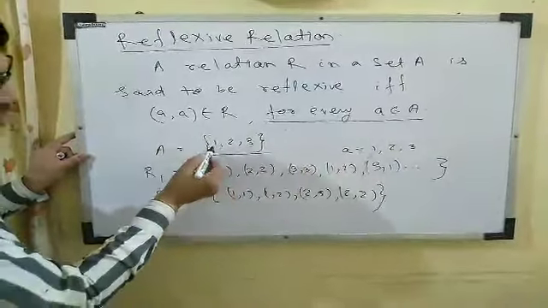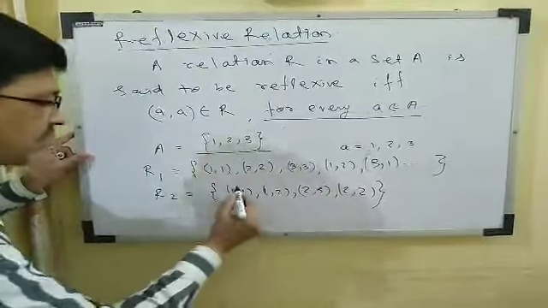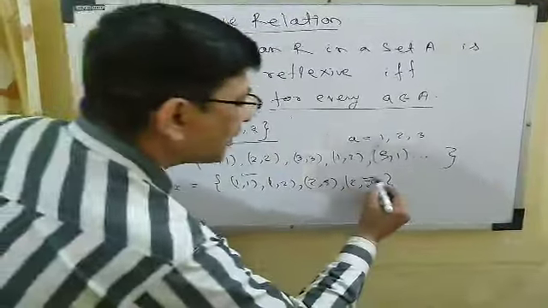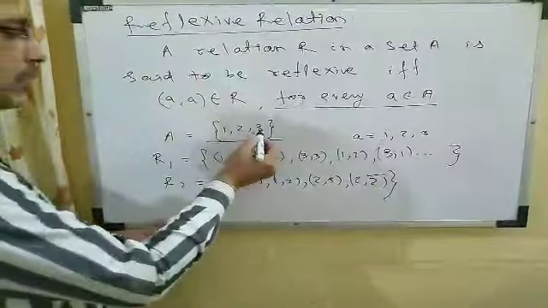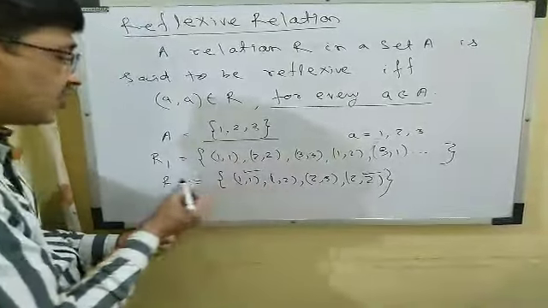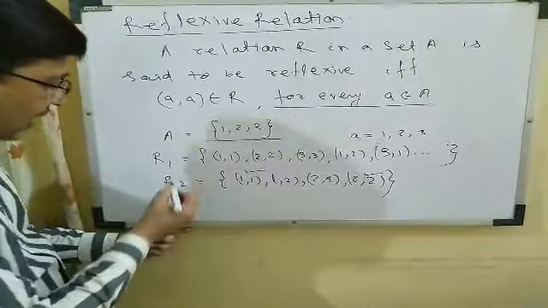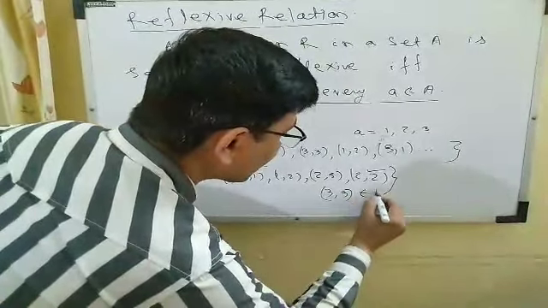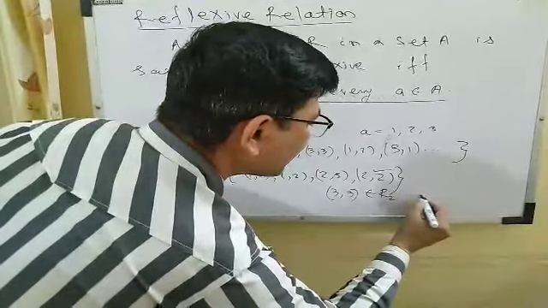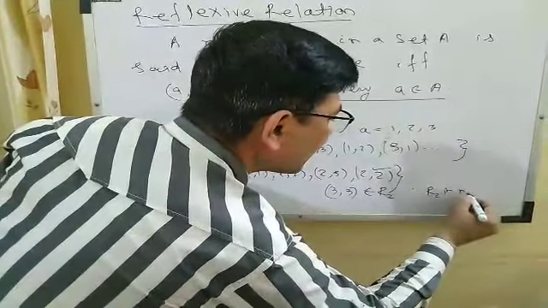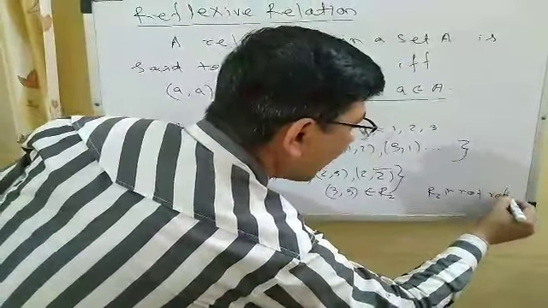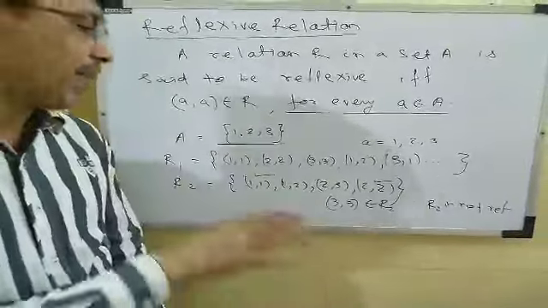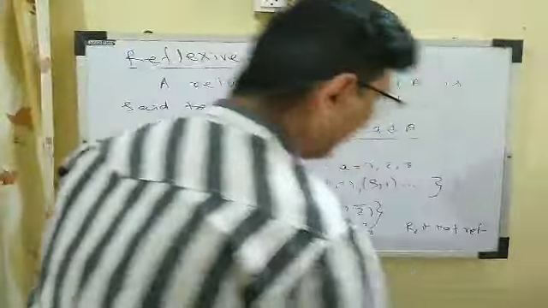So if we take a as 1, (1, 1) should be an element of R. Yes, this (1, 1) is an element of R2, no problem. If a is equal to 2, then (2, 2) is an element of R2, no problem. Now if a is equal to 3, then (3, 3) should be an element of R2, so that this R2 will be reflexive. But here (3, 3) doesn't belong to R2, therefore R2 is not reflexive. Though it is a relation, it is not a reflexive relation. Let us consider some more examples.